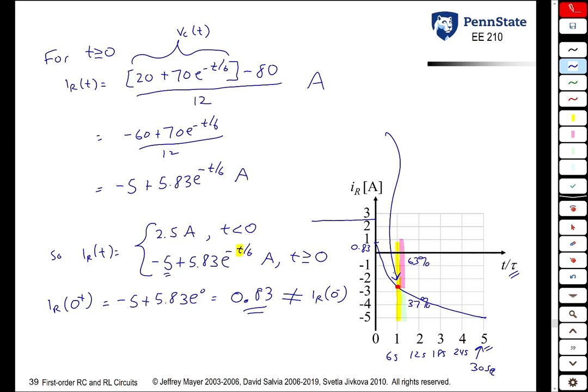And so we can calculate the value after one time constant. So IR of 6 is going to be the original value. And notice we're not doing the value before 0, we're doing the value right after 0. It's the original value plus 0.63 times the final minus the original. You get minus 2.84 amps.